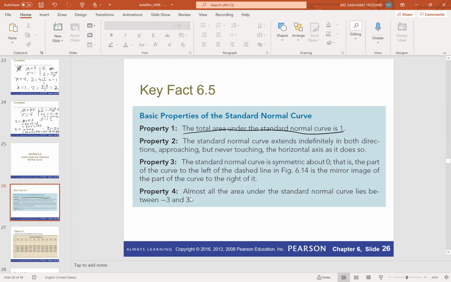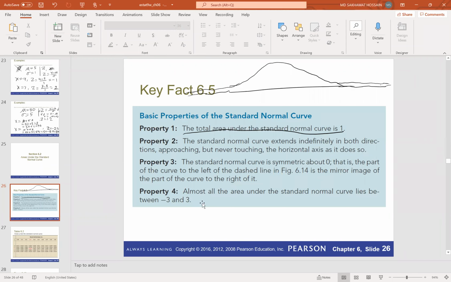Second property is the standard normal curve extends indefinitely in both directions, approaching but never touching the horizontal axis. So that means it will approach the horizontal axis, but it will never touch the horizontal axis. It will extend indefinitely, but it will never touch the horizontal axis.